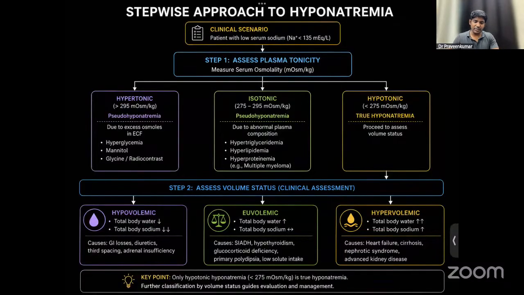The next part is the stepwise approach to hyponatremia. This is again just a recap of what we actually did. You have a patient who has a low serum sodium level. Again, take a screenshot of this, very important. Step 1 is to assess the plasma tonicity. If it is true hyponatremia, it is going to be hypotonic. But if at all we get hypertonic, you have to rule out hyperglycemia, mannitol, or radio contrast, glycine. All of these can increase the osmolality of the serum and cause pseudo-hyponatremia.